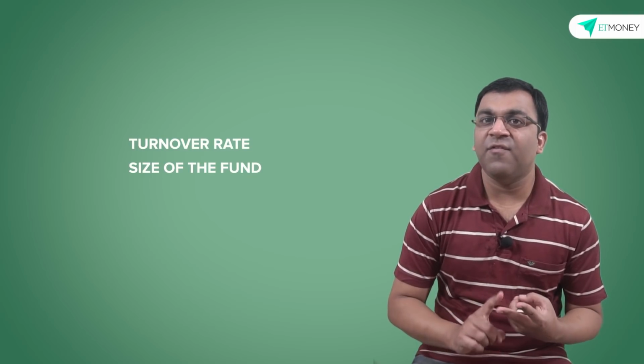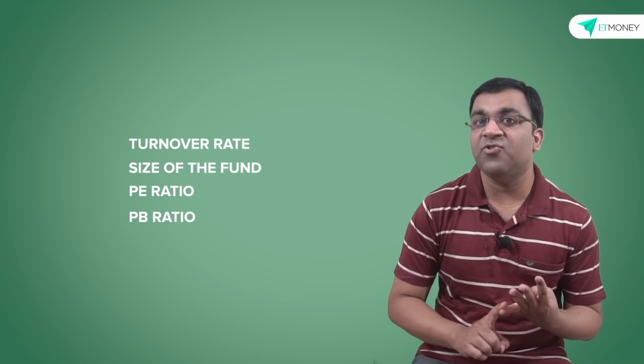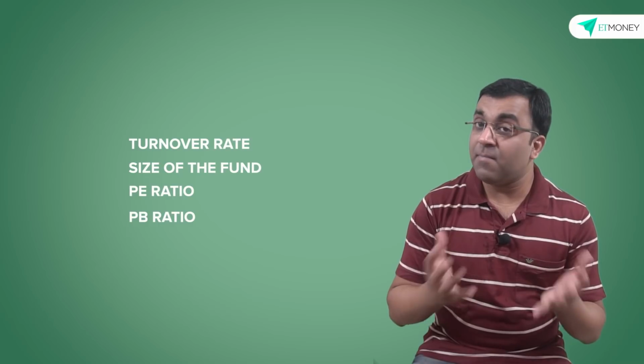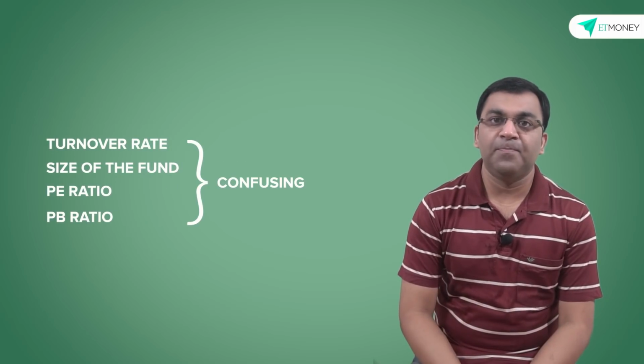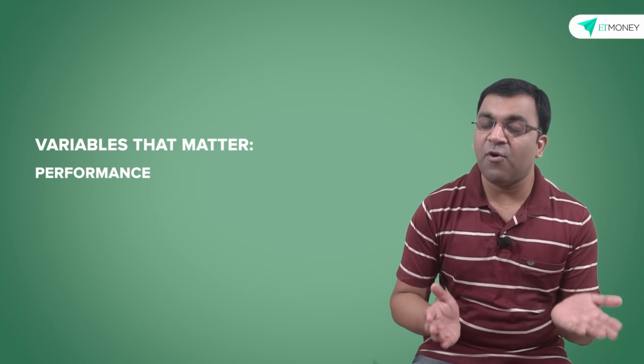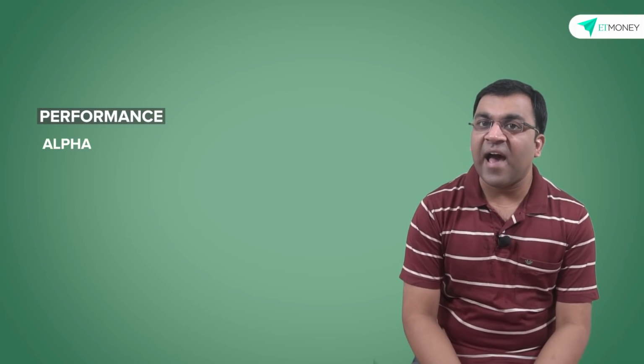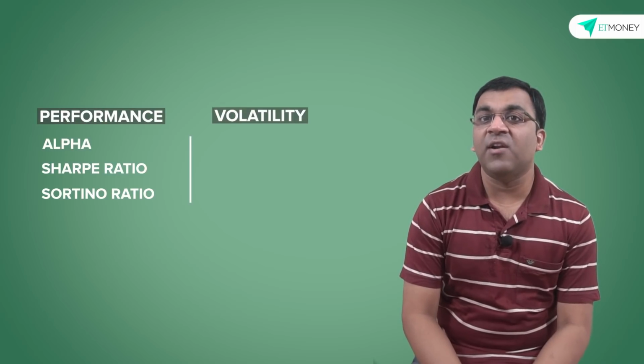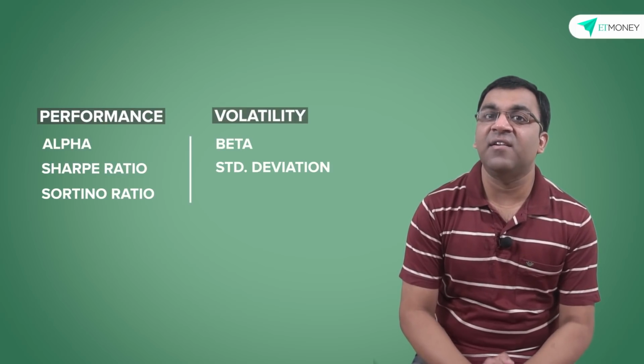Turnover rate, size of the fund, the PE ratio, the fund's PB ratio are displayed on many investing platforms, but they really don't help much, and in my opinion, they end up confusing more. Instead, we want to look at those variables that matter, and since investing is largely a study of return and risk, our preference would be to follow suit and do our studies on the basis of performance and volatility. A fund's performance can be evaluated on the basis of the alpha, the Sharpe ratio, and the Sortino, while the right measures of a fund's volatility are its beta and its standard deviation.